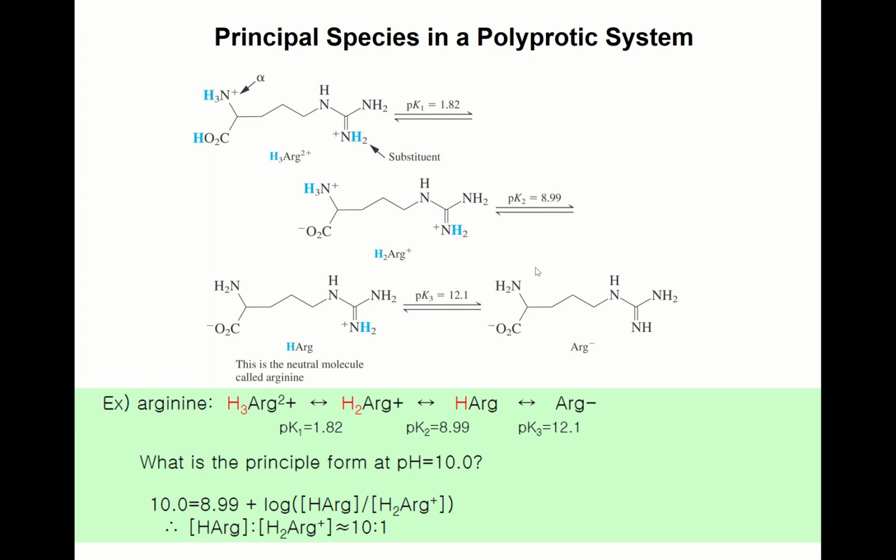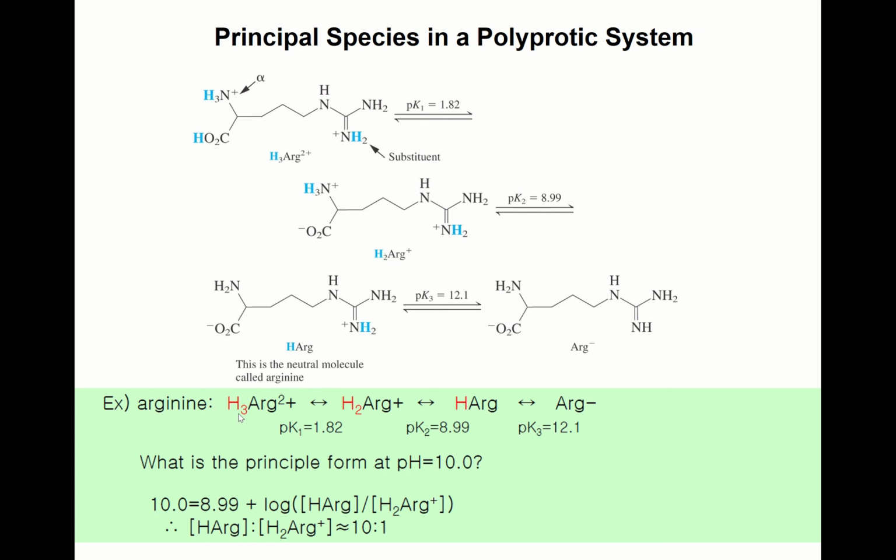Now take a real example. This is arginine, one of the amino acids. This structure is rather complicated. There are three protons that could be dissociated, so this is a triprotic acid. There are three pK values, pK1, pK2, and pK3. The pK1 is 1.82, pK2 is 8.99, and pK3 is 12.1.